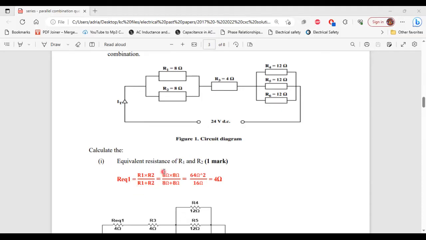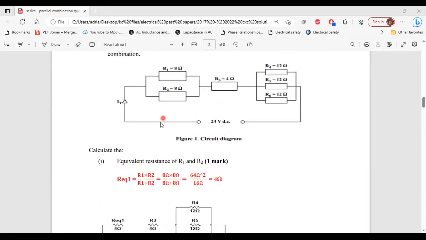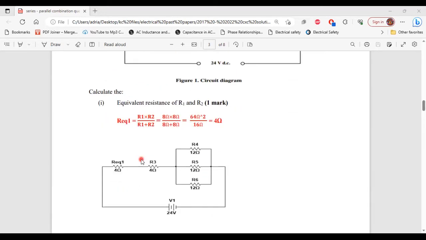That will equal to 8 ohm times 8 ohm divided by 8 ohm plus 8 ohm. That will give us 64 ohm square divided by 16 ohm, and we'll get 4 ohm. So as was mentioned before, we would have to redraw this circuit and replace R1 and R2 with their equivalent resistor value of 4 ohm. So here's the circuit below. So here we have the equivalent resistor value of R1 and R2. All right. So that's it for part one.